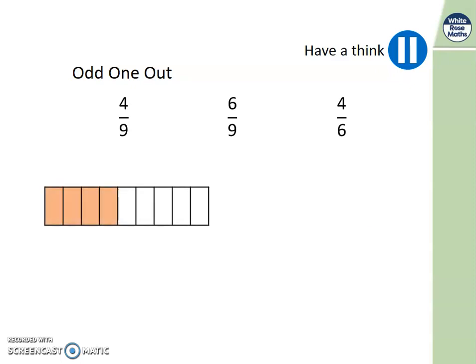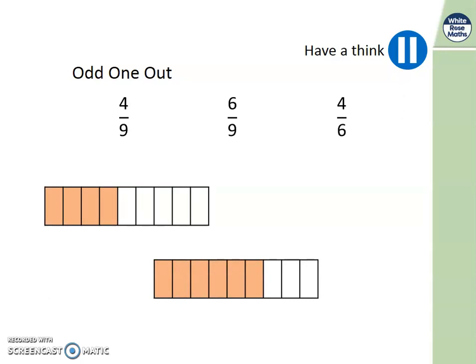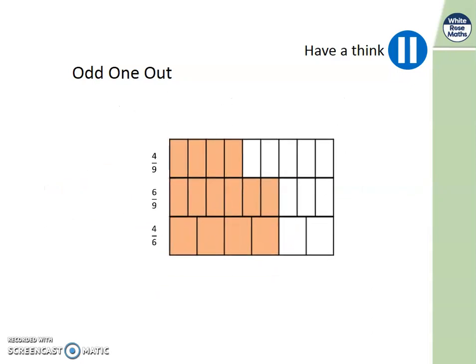Here we have 4/9. Here we have 6/9. And here we have 4/6. Let's put one on top of the other so we can compare easier. I've written them at the sides so you can see which one they represent. What do you notice? Which ones are the same? Which one is different? Which one is the odd one out?